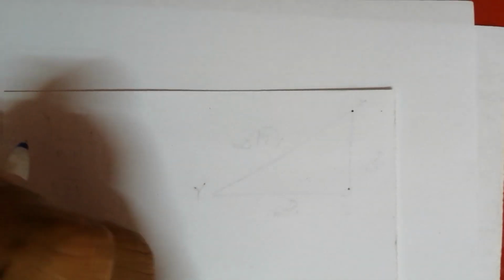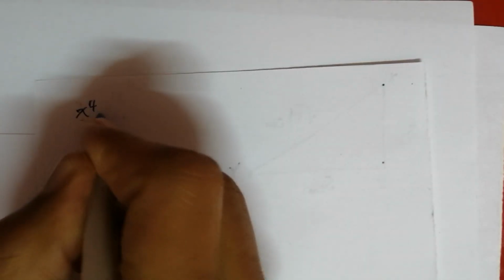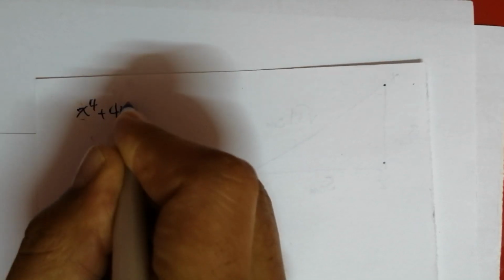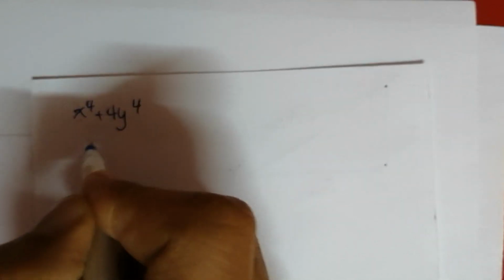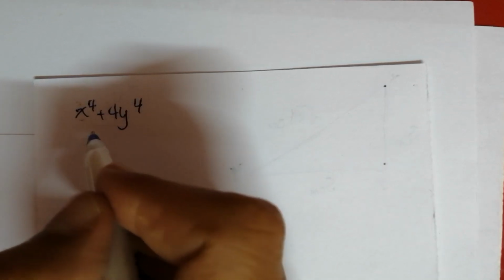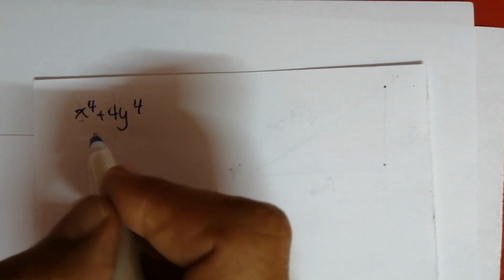Let's start. What about completing the square? We have an expression which is not a perfect square, and we want to complete it to become a perfect square. How to do that? There are many algebraic expressions which are not in the form of a perfect square. Let's take our first example: x power 4 plus 4y power 4, and we want to complete the square of this expression.